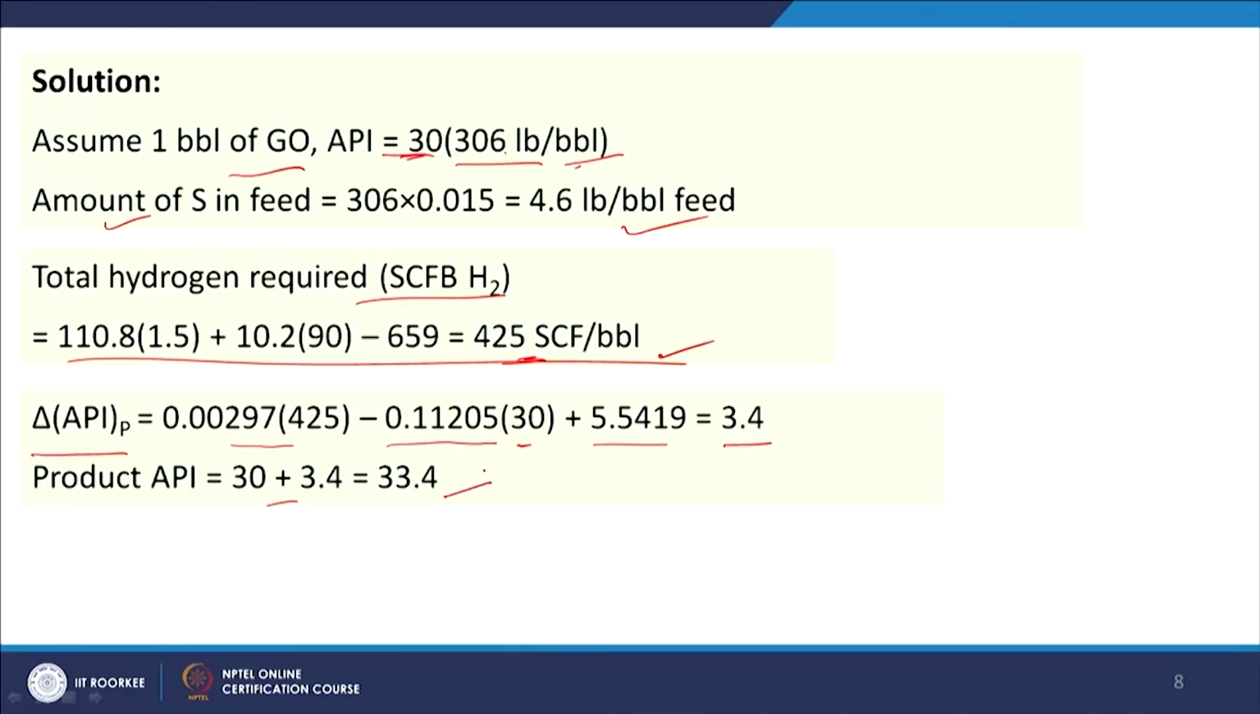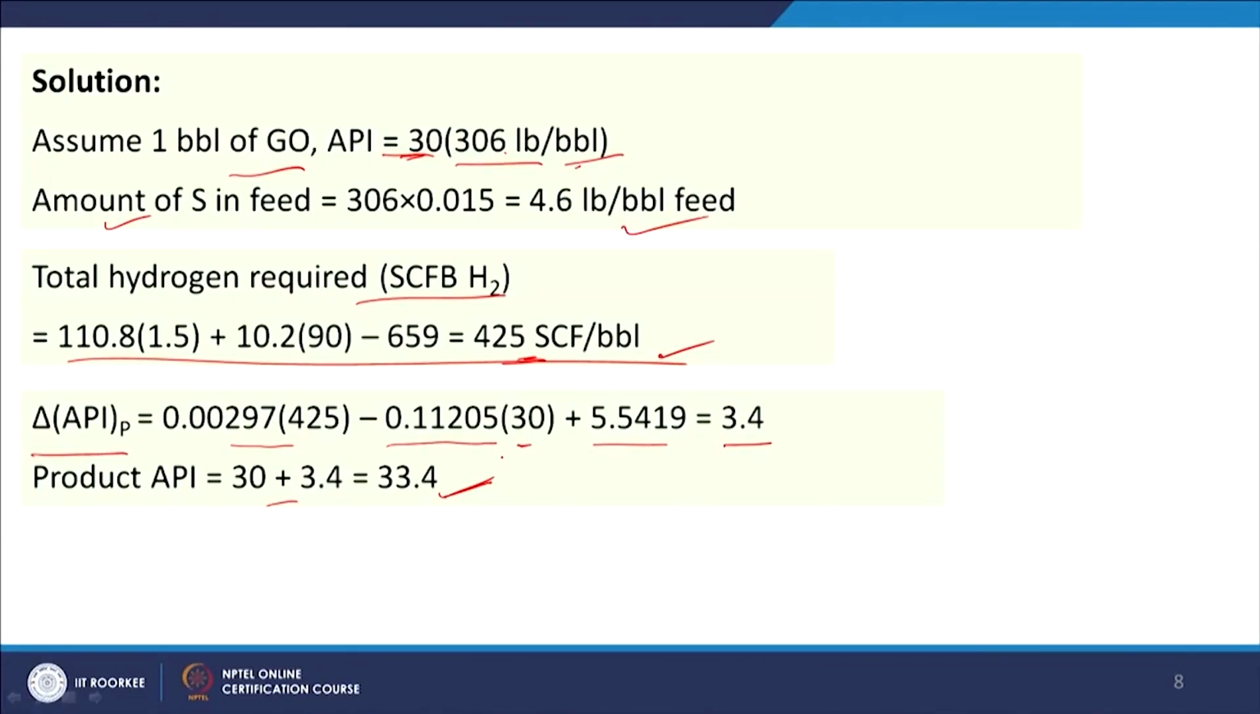So, what will be the product? 30 plus 3.4, that is 33.4. Okay. So, degree API is increasing, which means the product is becoming lighter. Through hydroprocessing the products become lighter.